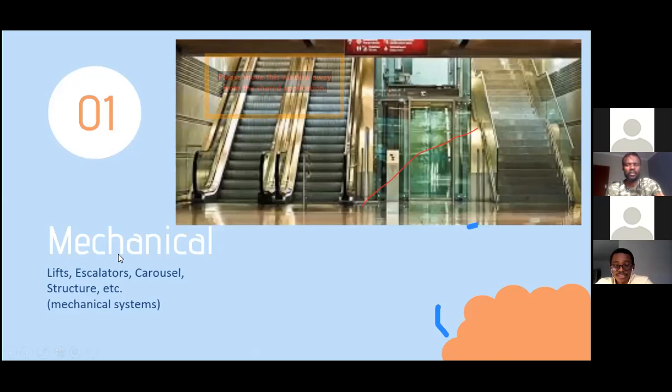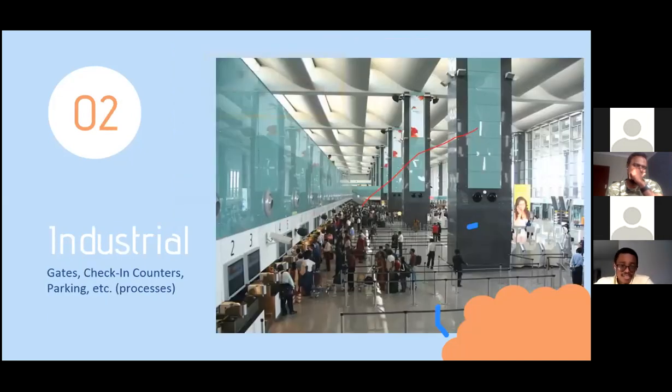You'll be dealing with lifts, you design lifts, you fix them, and all those other things. You deal with escalators, designing and fixing them. Carousels, these are the baggage carousels where you take your bags from, and then the structure itself. These are part of your mechanical systems. I forgot one thing, HVAC. So the air conditioning system at an airport, mechanical engineers usually deal with that. Even the fueling systems.